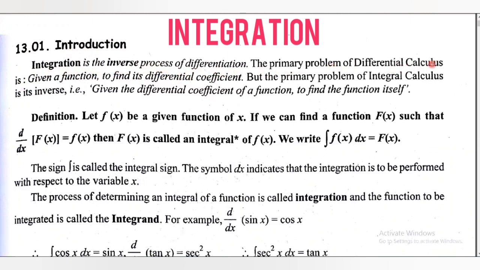The primary problem of differential calculus is, given a function, to find its differential coefficient. But the primary problem of integral calculus is just the inverse: given the differential coefficient of a function, find the function itself. As you know, the differential coefficient means the derivative of a given function. In integration, we have to find the inverse. If we find the derivative of any function, that is called differentiation. When we find the actual function, the process is called integration.